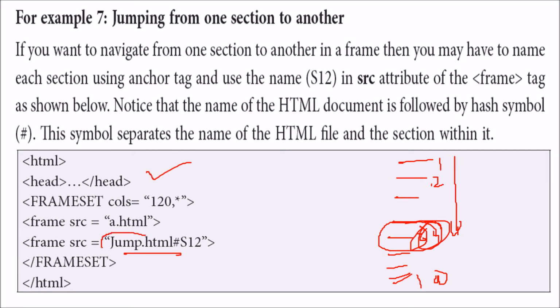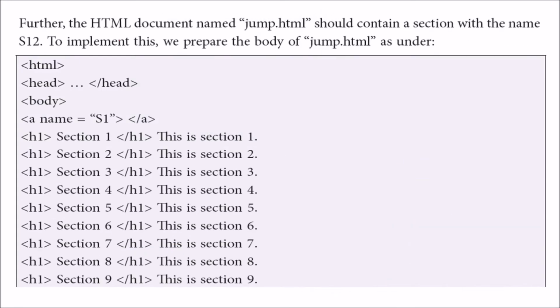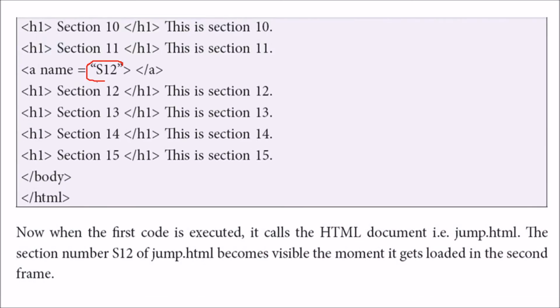Then I have to make jump.html also. So this is my jump.html. In this jump.html, which is again a different file, we are going to make it. And in this, we have to take an anchor tag. This is our section 1, from here to here. This is our section 2, from here to here. So when I want to jump directly to S12, whenever I run this program or this HTML code, you will see S12.